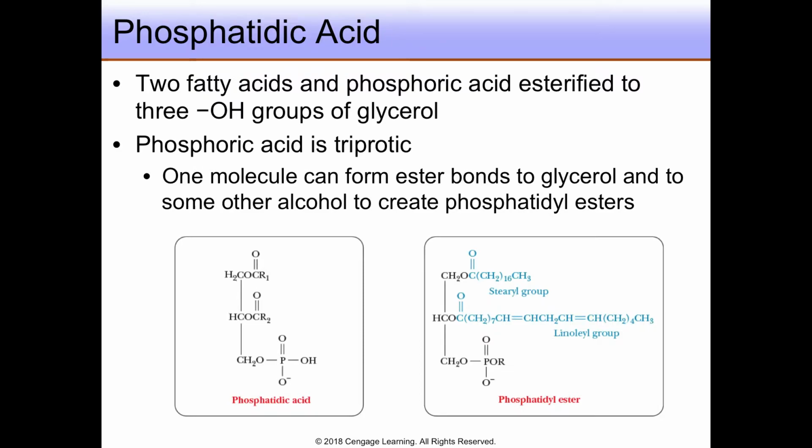Phosphoacylglycerols are also built on a glycerol backbone and have two esterified fatty acids. The third hydroxyl group of the glycerol backbone is esterified to phosphoric acid to form phosphatidic acid, as depicted on the bottom left. Since phosphoric acid is triprotic, it can easily form another ester with a second alcohol group to form a phosphatidyl ester, pictured on the bottom right.